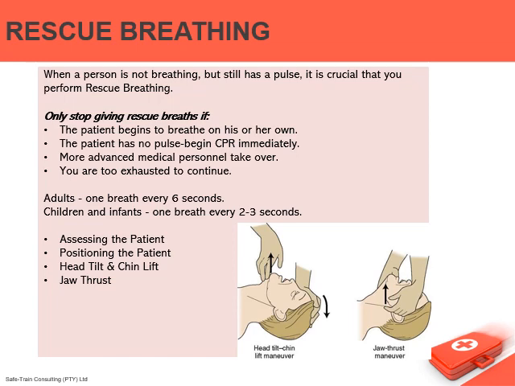For example, spinal injuries. Head tilt and chin lift. Place one hand on the forehead of the patient, and 2 fingers of the other hand under the chin. Tilt the head backwards, and lift the chin at the same time, thus opening the airway.